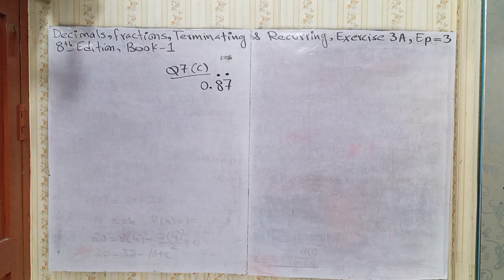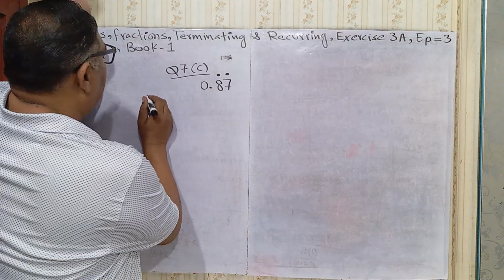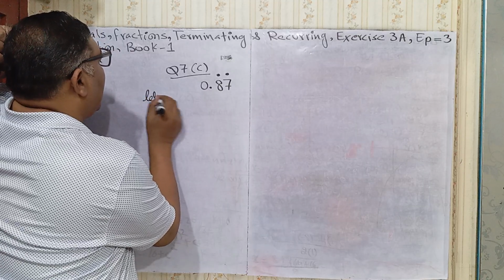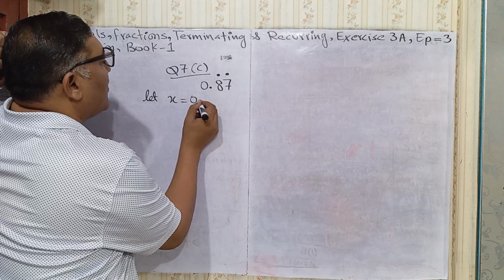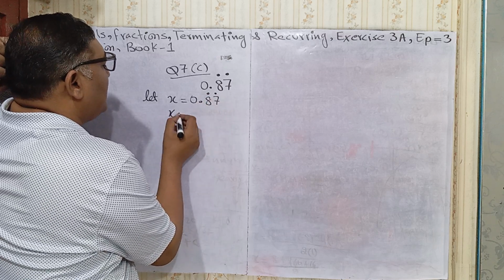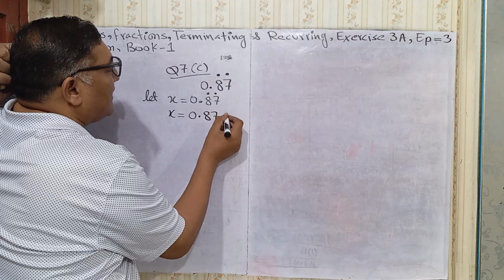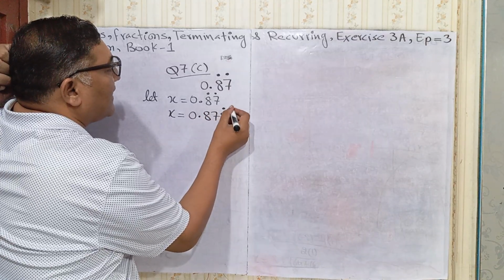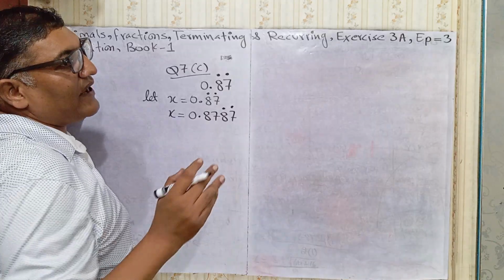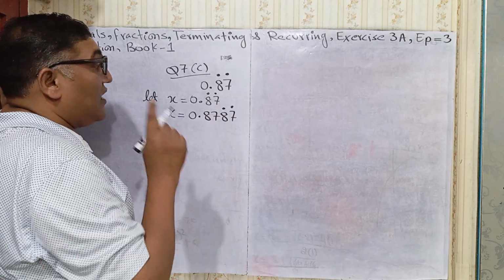There is a particular procedure which we follow. Let's understand how this is done. First of all, let x equal 0.87 with dots, so x will be 0.878787 and so on. Now I will multiply by either 10, 100, or 1,000, but which number should I use?